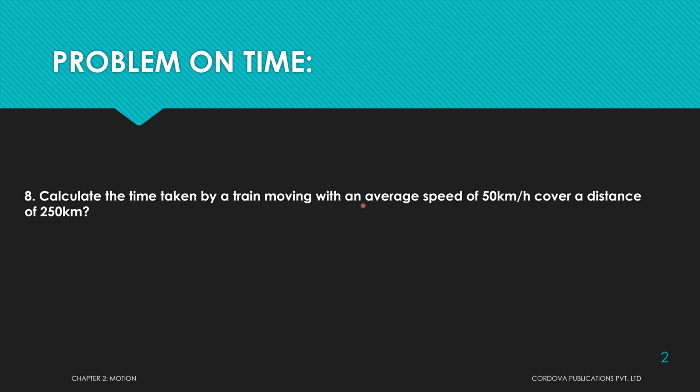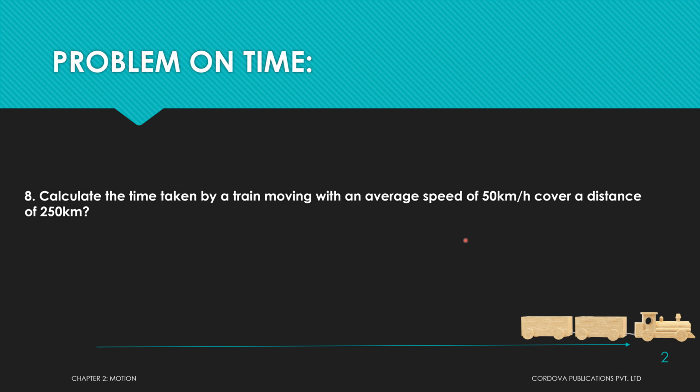That means the train has traveled with average speed of 50 km per hour and for the distance of 250 km. Here this is a train and this train is traveling at the average speed of 50 km per hour and it has covered a distance of 250 km, right? And they are asking us to find the time taken. How much time did it take, starting from here and reaching this point?